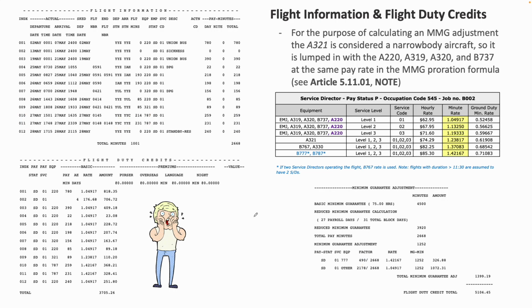If we look back at my flight information section at any remaining activity, we can see 220, 220, a whole lot of 220, 320, 220, 321, and 220. All of these, with the exception of the 321, are narrow-body aircraft. However, as mentioned before, for the purpose of the minimum monthly guarantee top-up, the 321 is considered at the narrow-body rate.